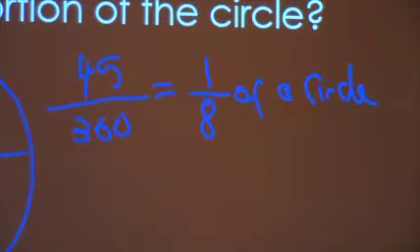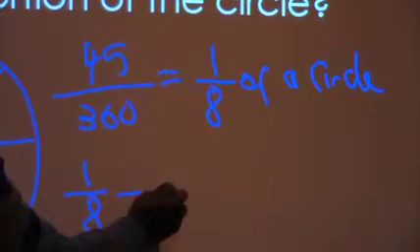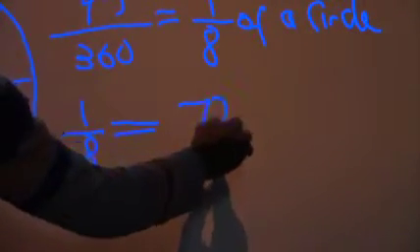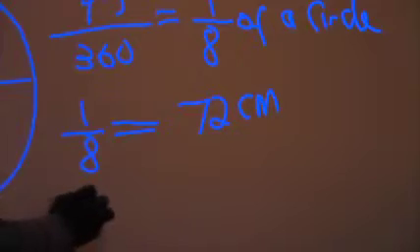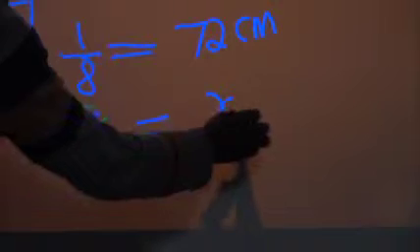So if 1/8 of the circle was cut off, and that sector was 72 centimeters squared, we can use proportion to find this. We can say 1/8 was equivalent to 72 centimeters. So if we took 1/8 out, the remaining portion of the circle would be 7/8.